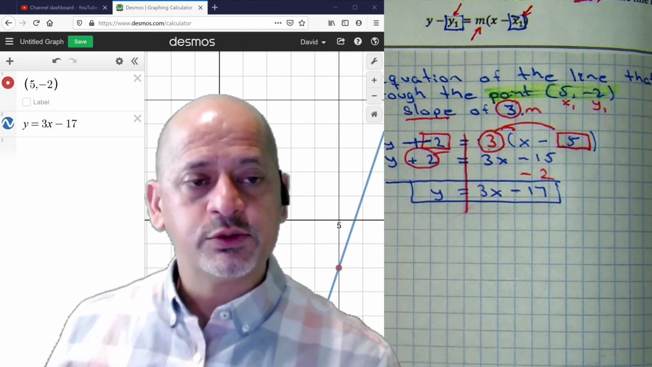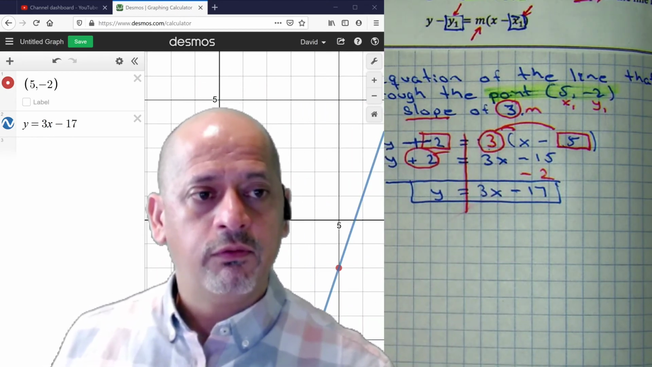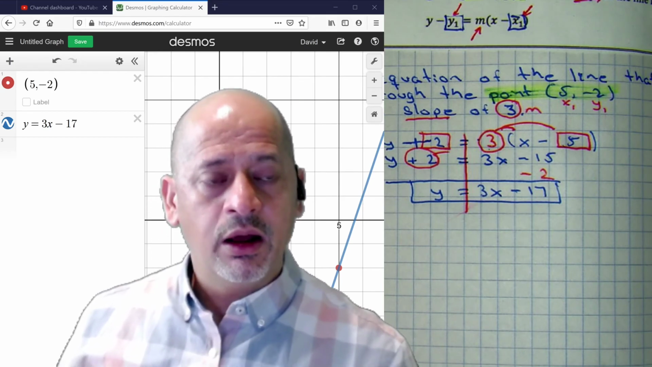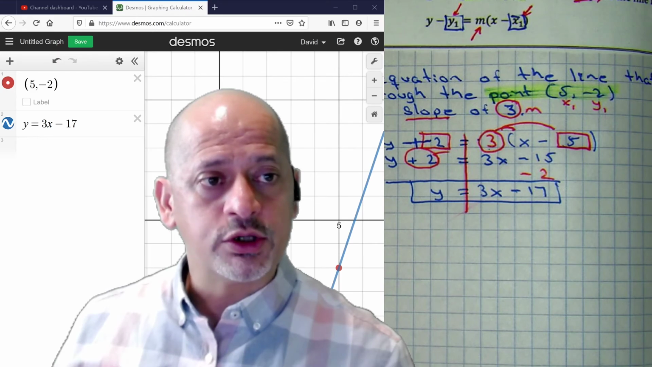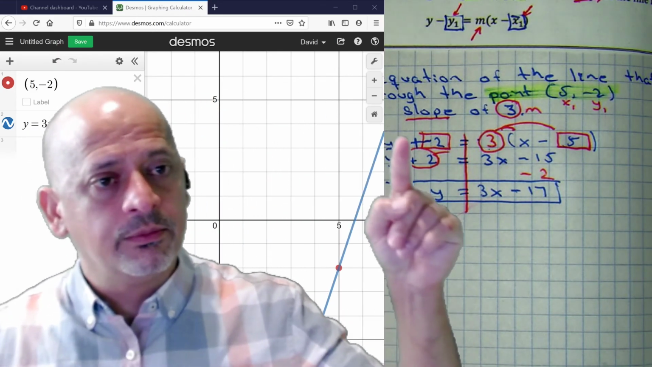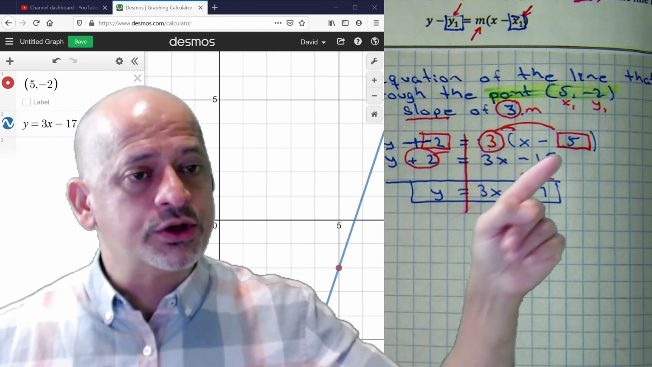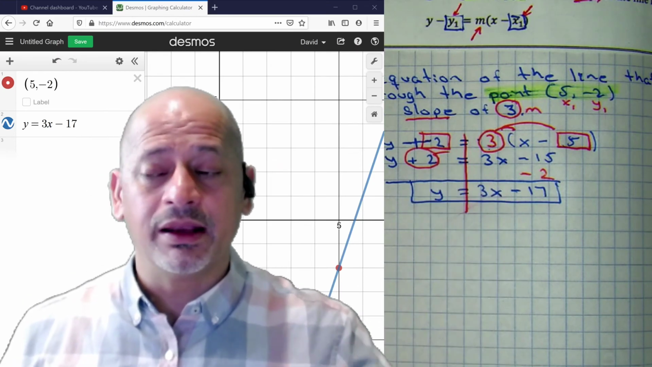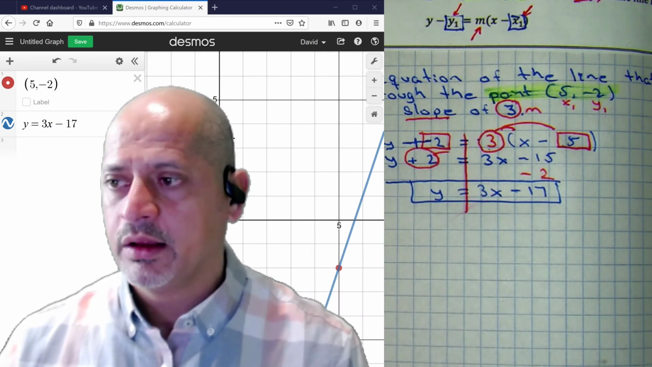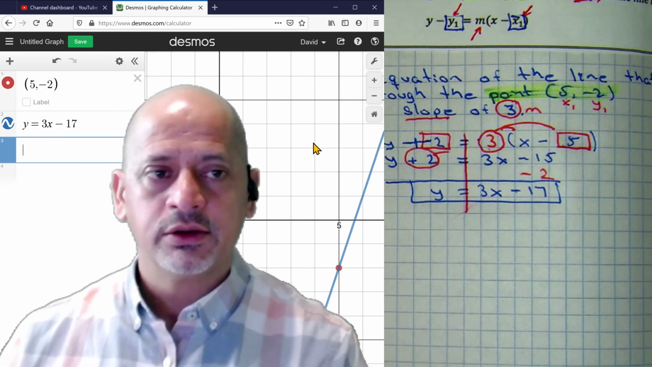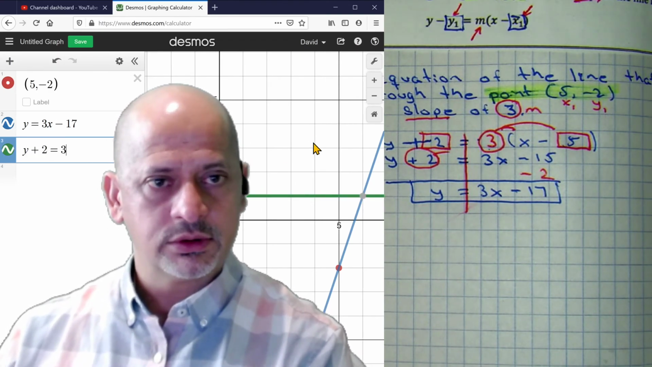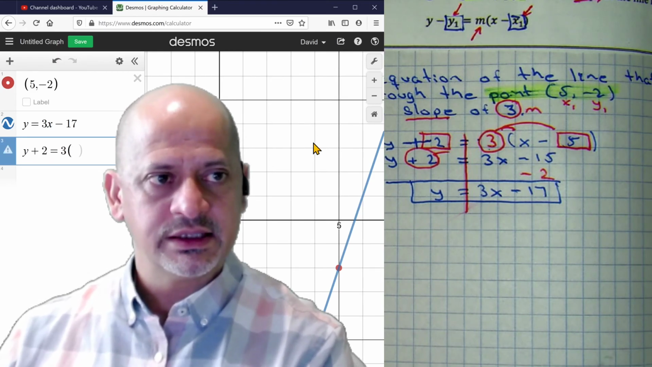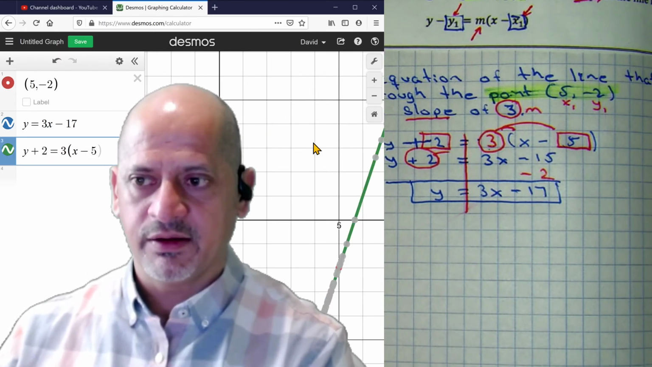So therefore, that is one way to find the equation of the line. Now, one of the things you can see is that if I type in the original equation that we have in here, it should represent the same line. So those two lines are equivalent. Let's try this out. I'm going to type in y plus 2 equals 3 parentheses x minus 5.